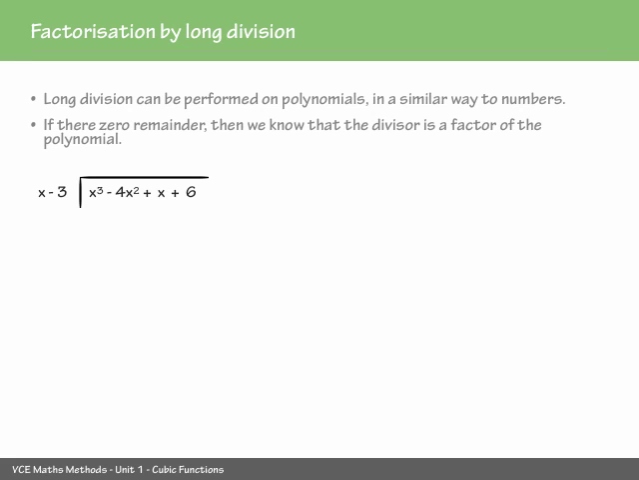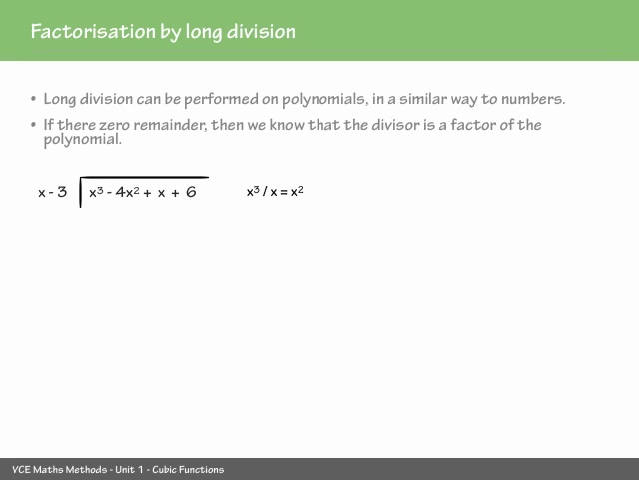So we write it out in the same way that we'd write out a long division. X minus 3 is what we're dividing into: x cubed minus 4x squared plus x plus 6. So we start with the question of what is x cubed divided by x? How many x's are there in x cubed? And the answer is it's x squared.